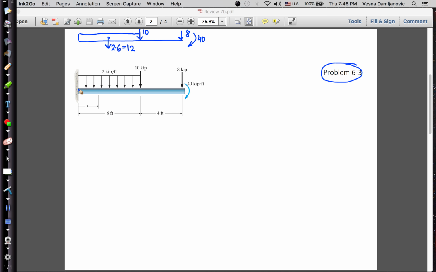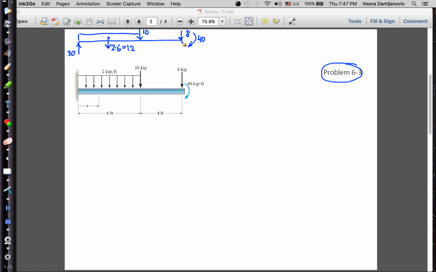And finally, at the support here, we will have the force, and I'm not going to write what it is, and the moment. So let's look at the force. It's obvious that this force will be pointing up because there are all these forces pointing down. And so we have 12 plus 10 is 22 plus 8 is 30. So we see that this one's going to be 30.